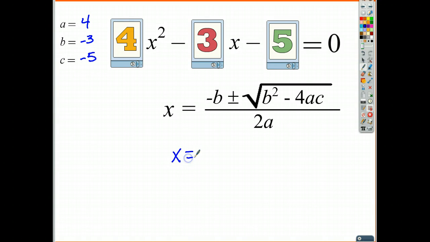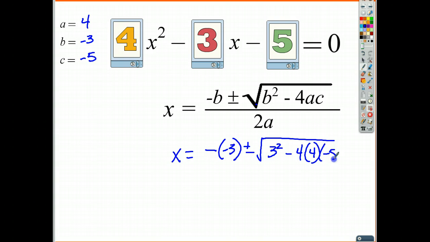So we're going to take x equals negative b, negative 3, plus or minus the square root of b squared, so negative 3 squared. Anytime I square a number, it's going to be positive, so I'm just going to take 3 squared, minus 4 times a, 4 times c, negative 5, and then this is all going to be over 2 times 4.